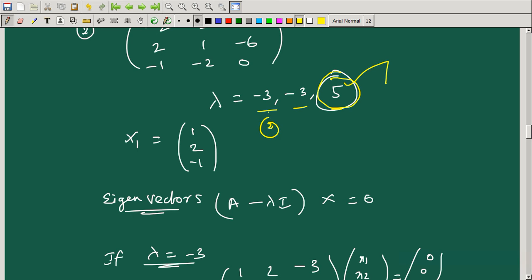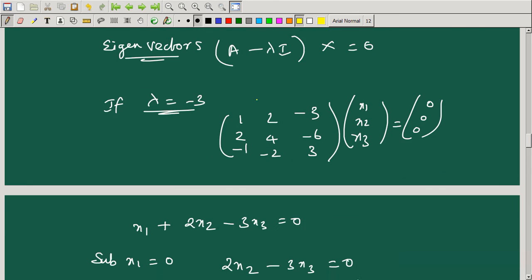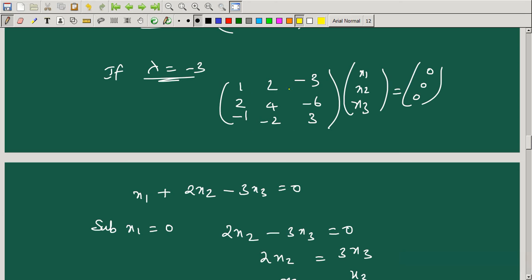Then secondly, select lambda is equal to minus 3 for the eigenvector. See here, in this matrix itself you can identify: the first row is 1, 2, minus 3. Here just take 2 out. If you take 2 out, you will again get 1, 2, minus 3, the same equation. Here you take the negative out, 1, 2, minus 3. So all the three equations are the same, which means all the three equations are linearly dependent. Linearly dependent means you can write any one equation, because all the three equations are the same.